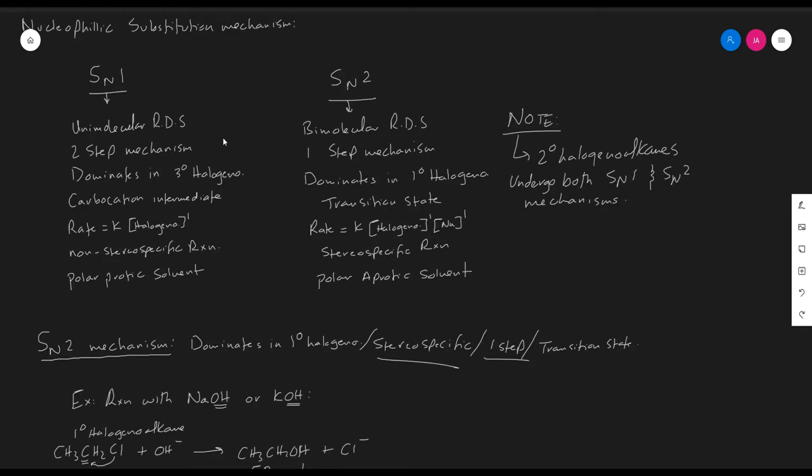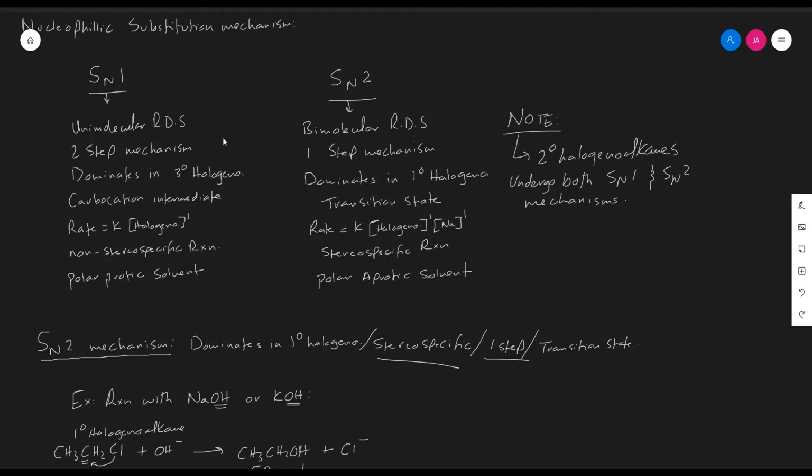A unimolecular rate determining step means one molecule is reacting in the slow rate determining step of the mechanism. For example, a molecule could break into two different molecules. On the other hand, SN2, bimolecular, refers to two molecules reacting in the rate determining step. For nucleophilic substitution reactions, we only have two molecules reacting, which is the halogenoalkane reacting with the nucleophile.